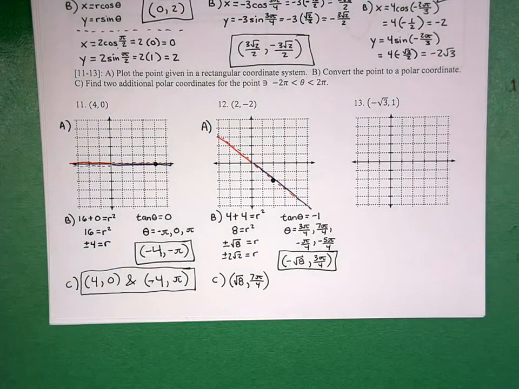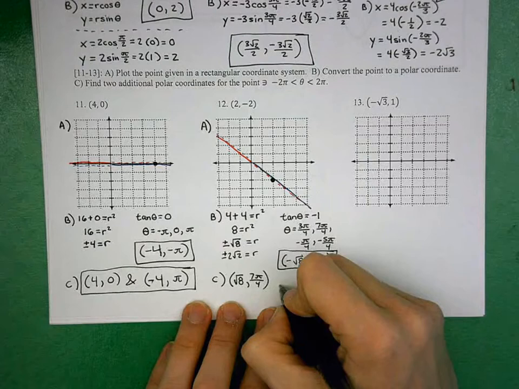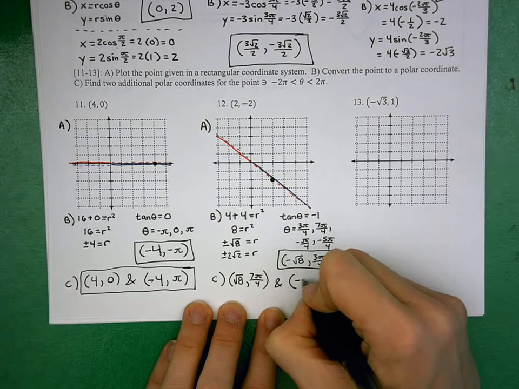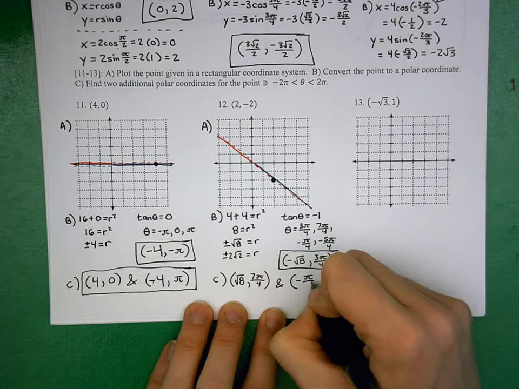Okay? And then either negative pi over 4 or negative 5 pi over 4, it's your choice. I'm going to do the negative pi over 4 one.